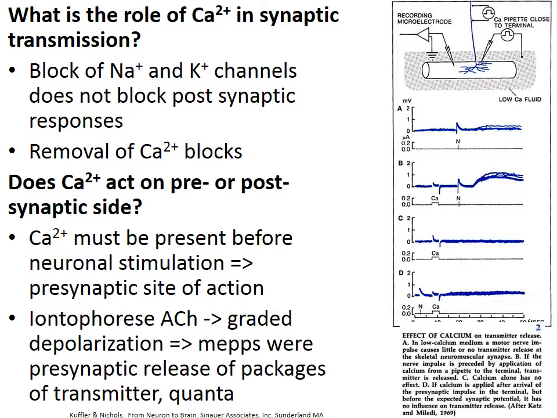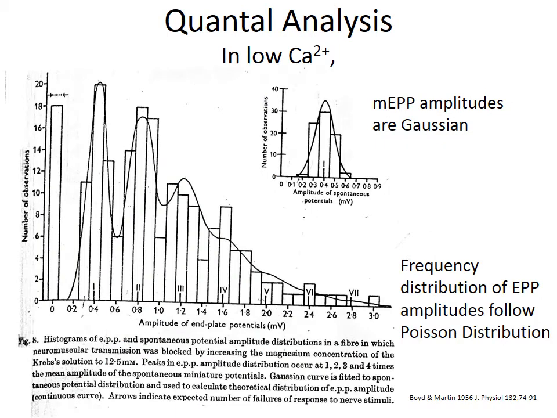And throughout all of this, if one brought another electrode with acetylcholine in it and puffed small amounts of acetylcholine onto the neuromuscular junction, one could record postsynaptic responses, irrespective of whether calcium was present.